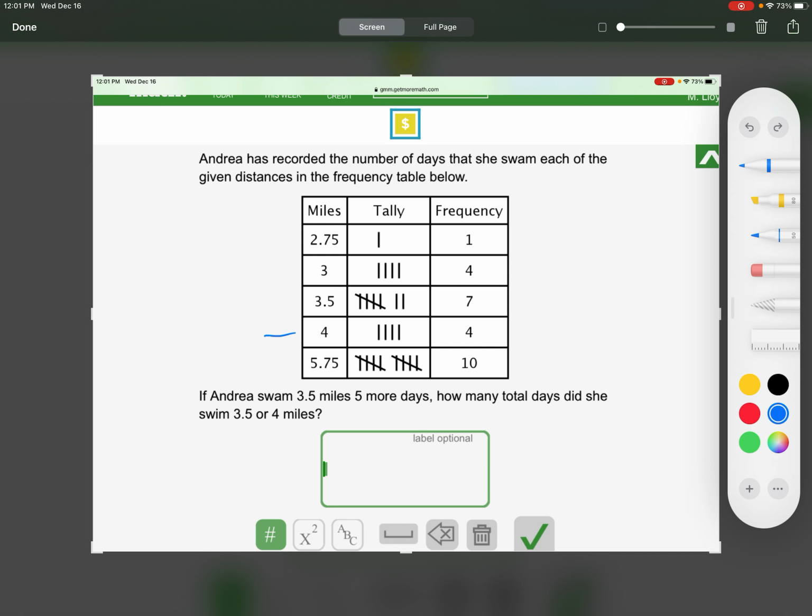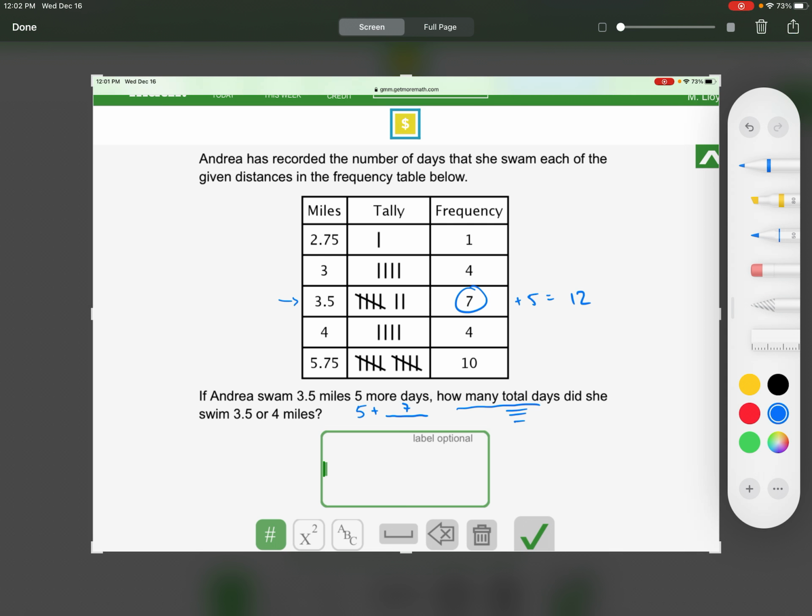So now let's try to answer the question. I won't go through that again. If Andrea swam 3.5 miles, 5 more days. When I see 5 more, it's 5 more than whatever she already has done. So she's already swam 3.5 miles, 7 days. So if Andrea swims 3.5 miles, 5 more days, that's 7 plus the 5 additional, we're going to be at 12 days.